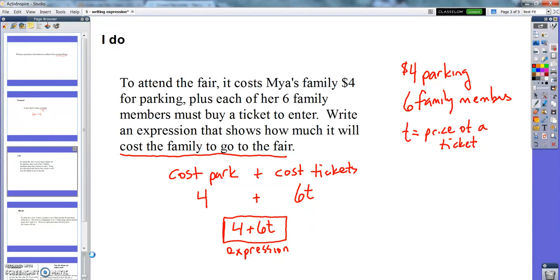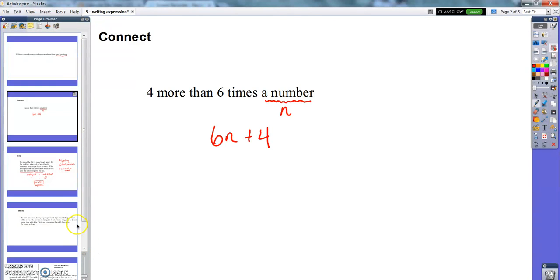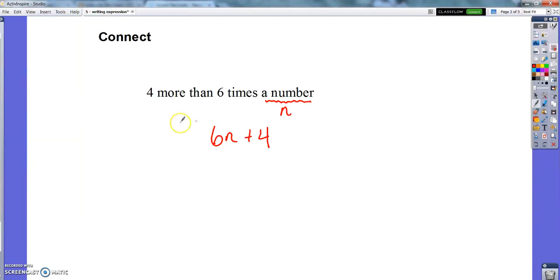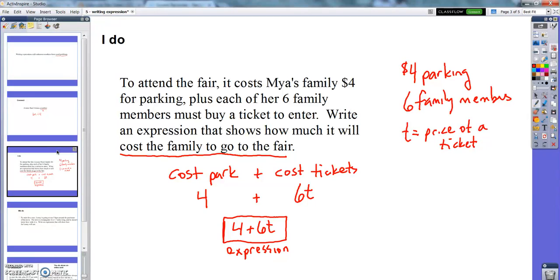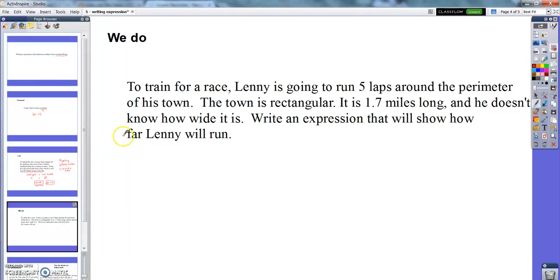That was a real situation that could go with this problem we just talked about. 6 times the ticket plus the 4 to park. Same thing, but rather than just a quick sentence, that shows a real problem where this exact expression might be useful. And if you rewrote this as 6 times the tickets plus 4 to park, that would be fine too. Doesn't make any difference. Thanks to the commutative property, I can add 2 things in any order that I want. Doesn't matter. Okay? Open up your math notebook and let's do the we do together.